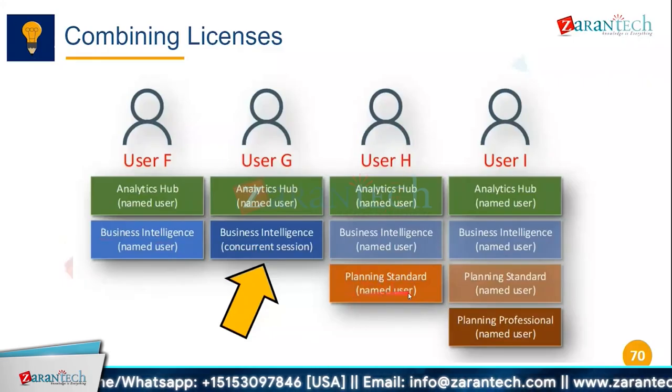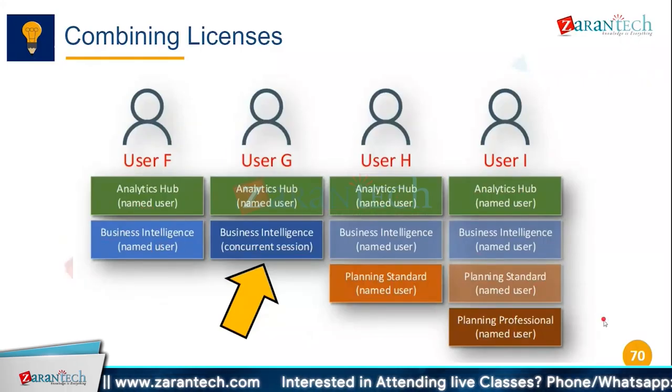For him, he will assign planning standard. Then user I, he is an admin, planning admin. So he will have Analytics Hub, business intelligence, then planning standard, then also planning professional. So there is something called named user and concurrent user. I will explain you in the next slides, but just keep it in mind. There is named and concurrent session.